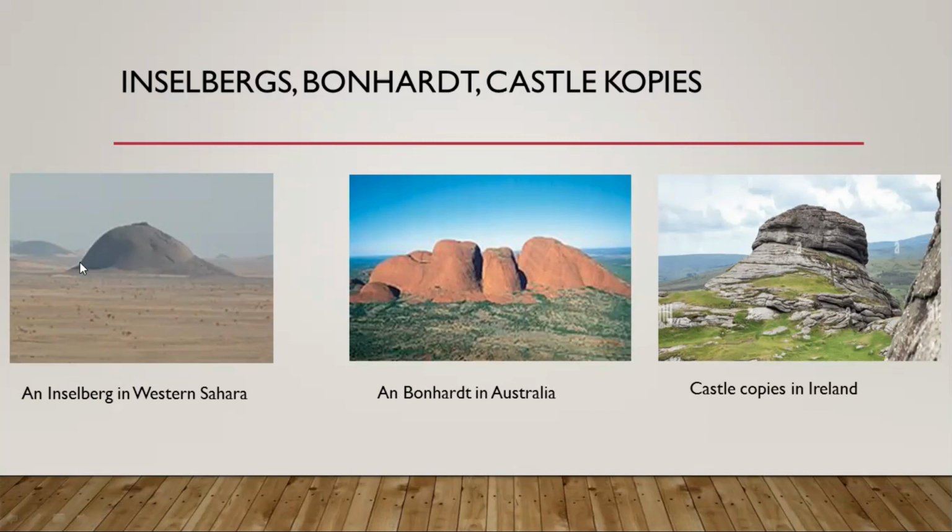With time, these Inselbergs may be reduced further. They can be known as Bornhardts. When there is more reduction, they are known as castle kopjes.